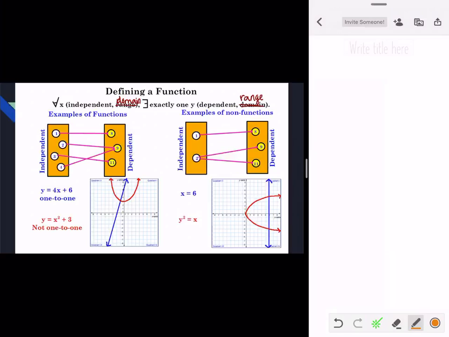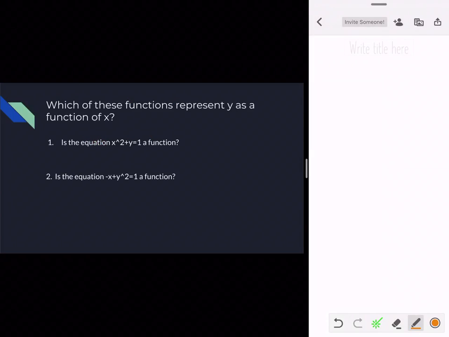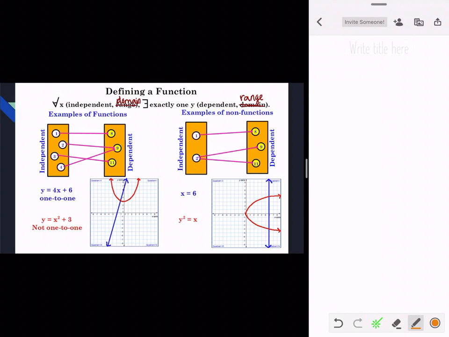It's kind of weird to explain, but it makes sense if you look at the next equation, y equals x squared plus 3. That is a function since there's one y value for every x, but it's not one-to-one because there are two x values for the same y value.